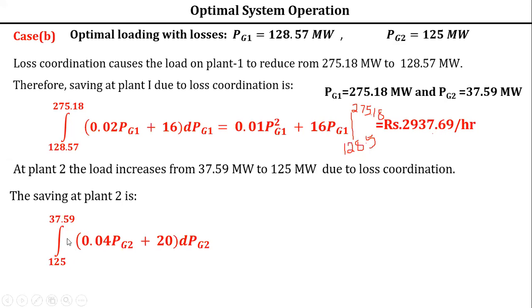So now I have represented the limits 125 to 37.59. So that is case A, case B. You see here the upper limit is 275, so obviously the upper limit should be 37.59. The lower limit is here 128, so here also the lower limit should be this 125. Understood? So case A, case B: losses are not coordinated, losses are coordinated.